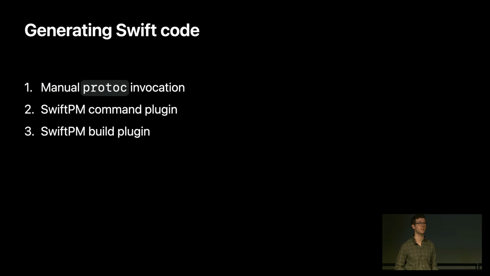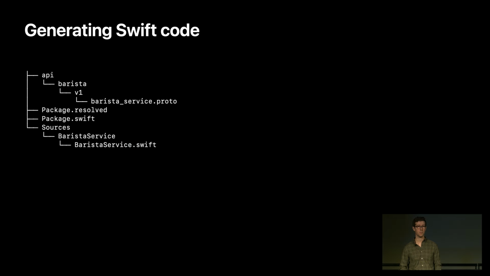The final approach is using the SwiftPM build plugin. This works in a similar way to the command plugin, but is invoked as part of the build process and configured by a JSON file. This means your code is always up to date and that you aren't required to check it in. We'll use the command plugin. At the moment, our package structure looks a little like this, with the service we defined earlier in an API directory.